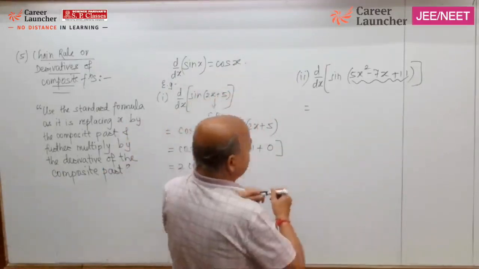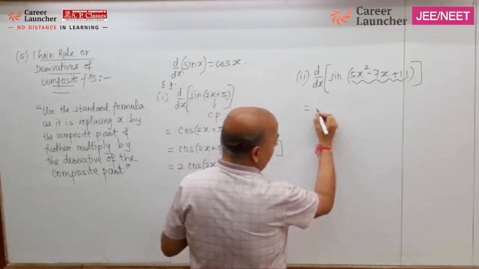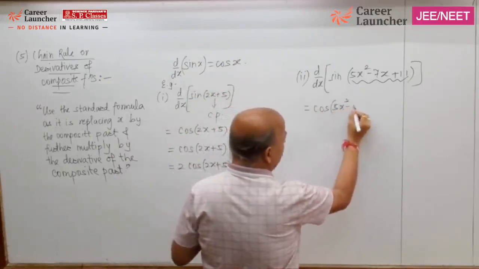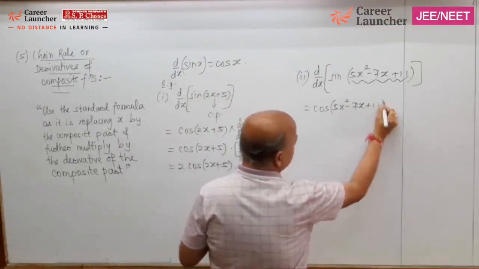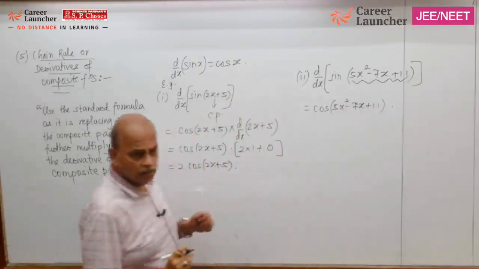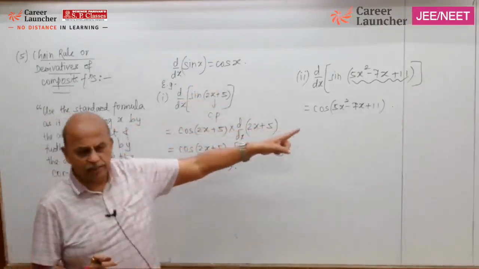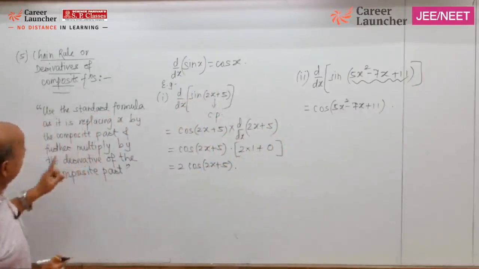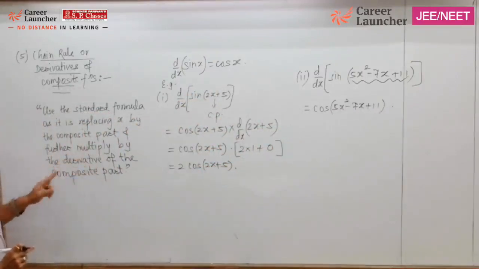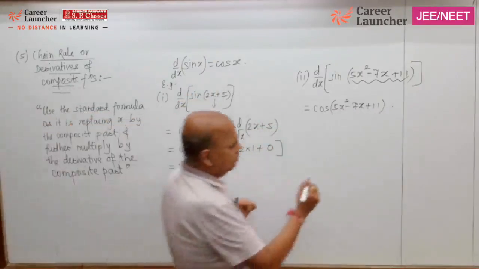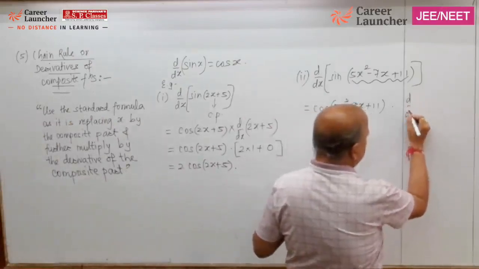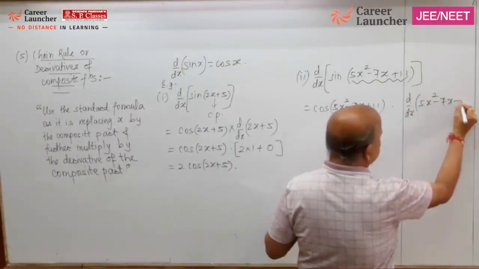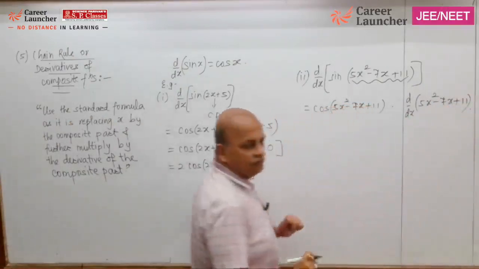So cos x is the standard formula. What will you write? Will it not be cos of 5x square minus 7x plus 11? Getting it or not? Standard formula we are using, x is replaced by the composite part. Correct? And further, into d by dx of the composite part, which is 5x square minus 7x plus 11. Getting it or not?